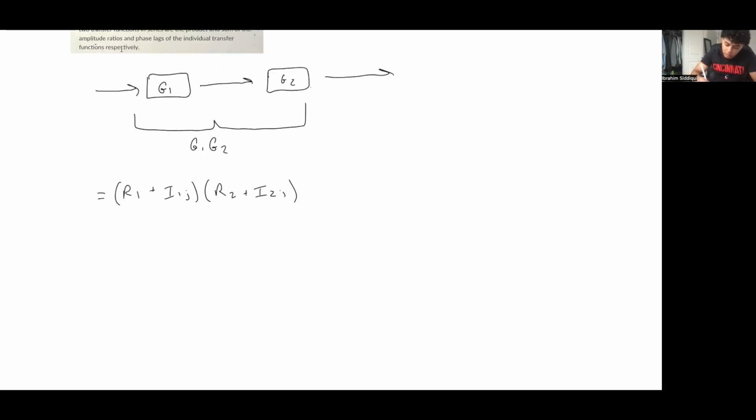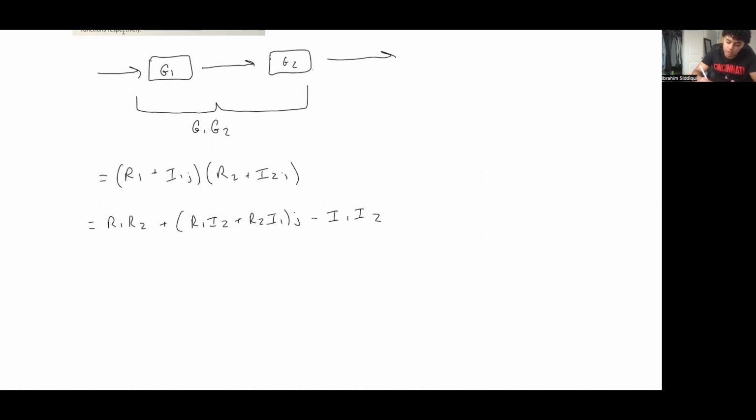What we'll get is R1 R2 plus, and we group terms so we can multiply by J, R1 I2 plus R2 I1 multiplied by J. And then the very last part will be subtracted by I1 I2. Essentially we're going to use this formula to get our amplitude ratio, and our amplitude ratio is going to be squared.